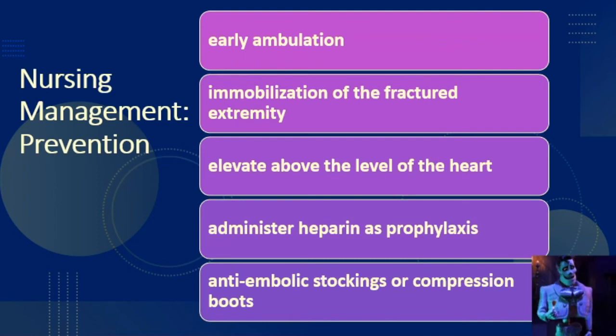And then what is our nursing management? So nursing management is inclined on prevention. Okay, that would include early ambulation, immobilization of the fractured extremity. So you need to immobilize, splint, or cast, and then elevate above the level of the heart, administer heparin as prophylaxis, and then use anti-embolic stockings or compression boots. Okay, the purpose of your anti-embolic stockings is to increase the return of your blood to the heart and to prevent venous stasis, hence preventing clot formation.